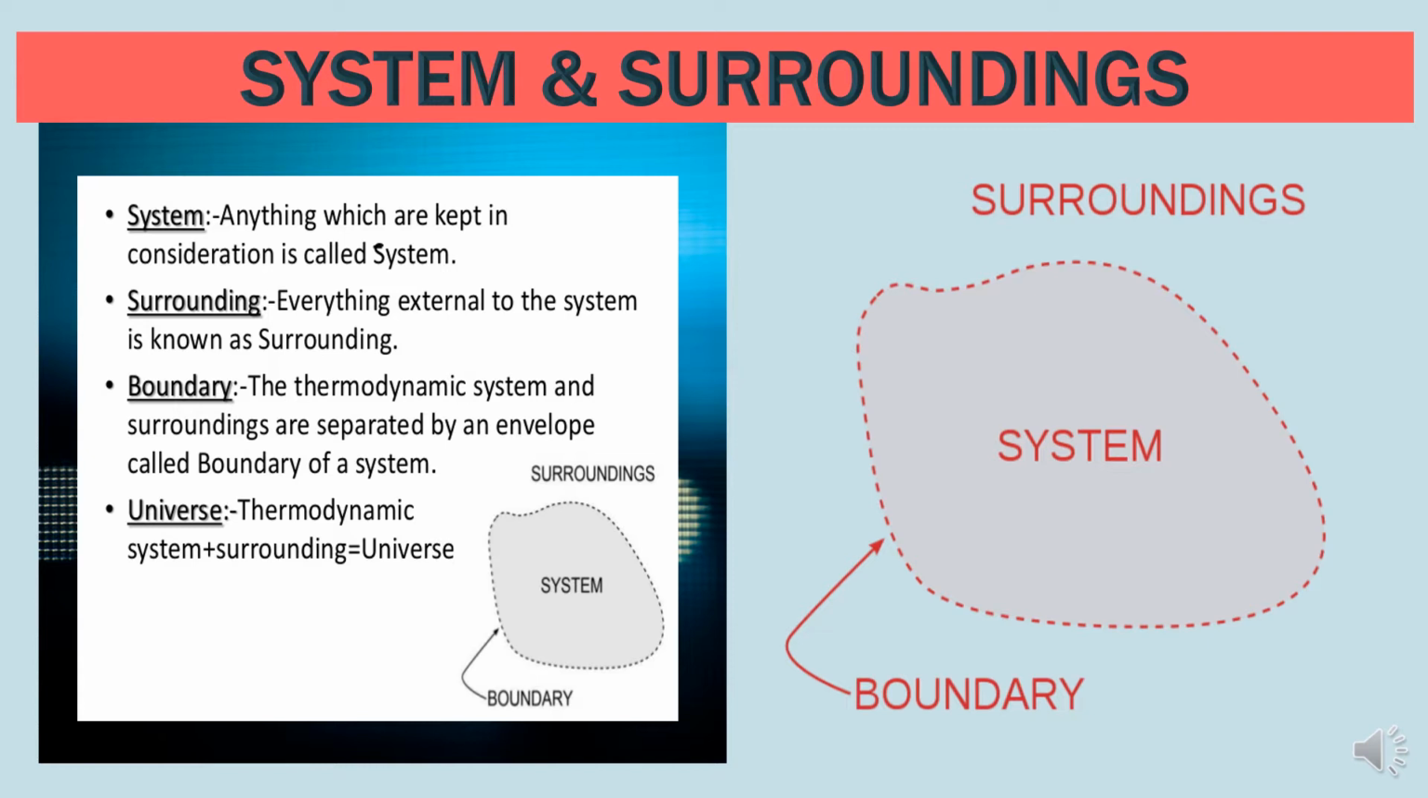So that selected part of the universe for considering the study of a thermodynamic process is known as the system, and the rest of the entire universe, which is present around the system, is called the surroundings. And the thermodynamic system and surroundings are separated by an envelope called the boundary of the system. It may be imaginary, or it may be the walls of a container if you are carrying out a particular chemical reaction in a vessel. And the system and surroundings together form the entire universe.